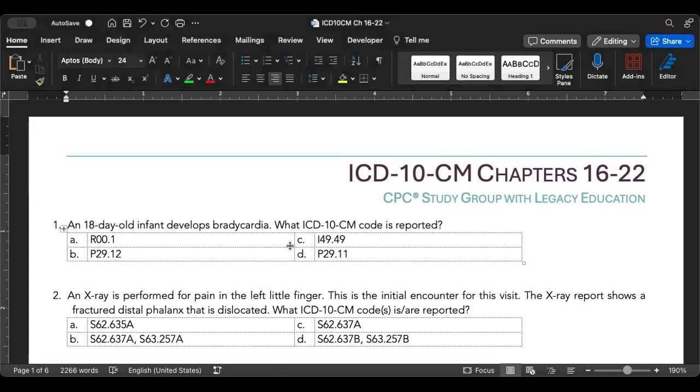So let's start out with number one. We have an 18-day-old infant that develops bradycardia. So how are we going to look this up in the alphabetic index? We're going to look up main term bradycardia. Once we get to main term bradycardia, underneath you have neonatal. So what is our ICD-10 code for neonatal bradycardia?